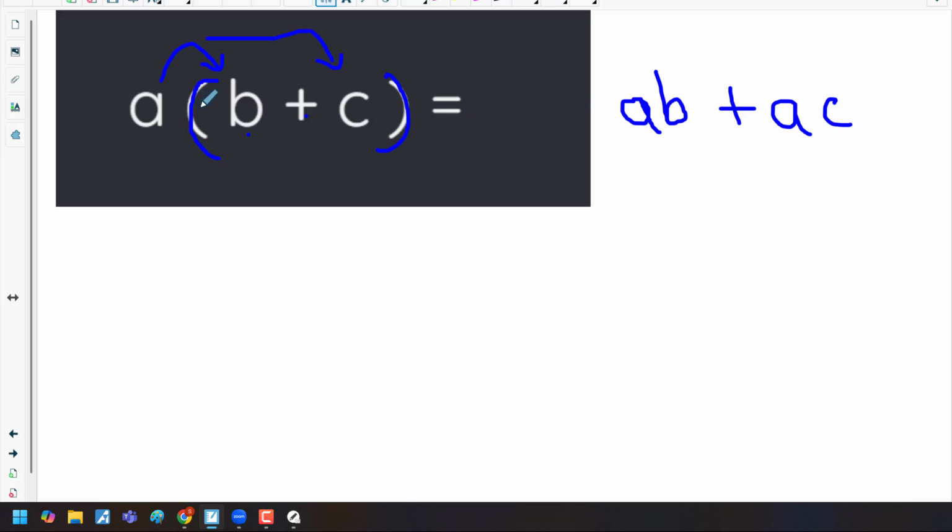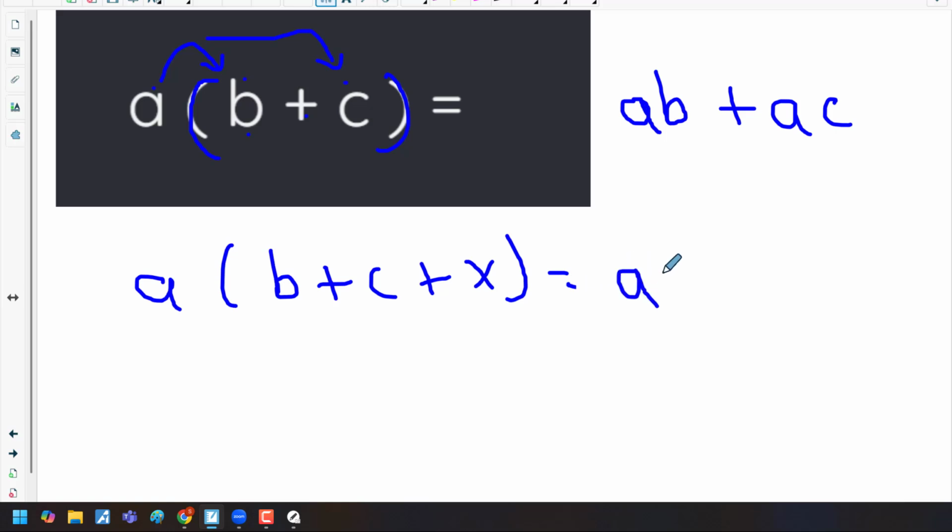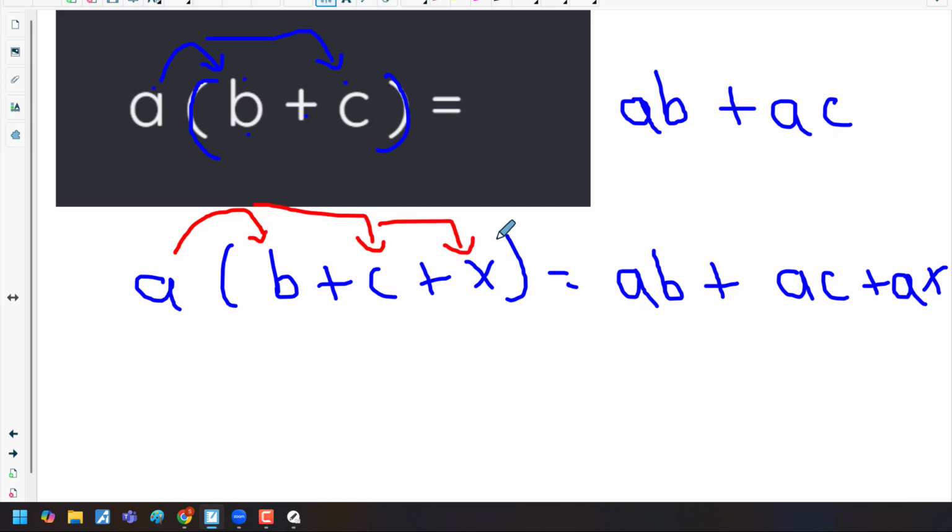And this is called the distributive property, meaning you're distributing the term in front of the bracket to every single term inside that bracket. So another example would be, let's say I have a and I have b plus c plus, let's say, x. What is this going to be? It's going to be ab plus ac plus ax. Because remember, it multiplies with every single term inside that bracket.